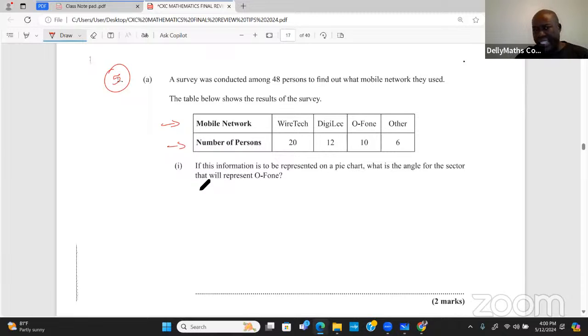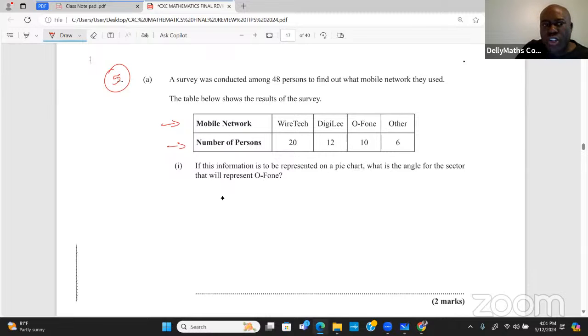All right, let's get into it. Sorry about that. The question says, if this information is to be represented on a pie chart, I'm looking to see if I left out anything. Okay, what is the angle for the sector that will represent O4?